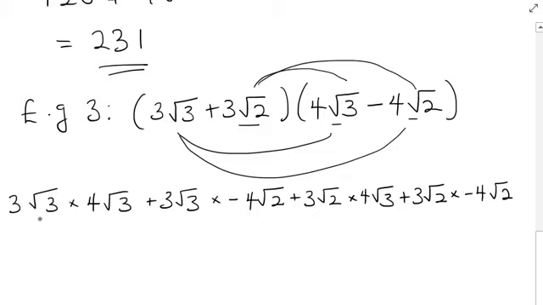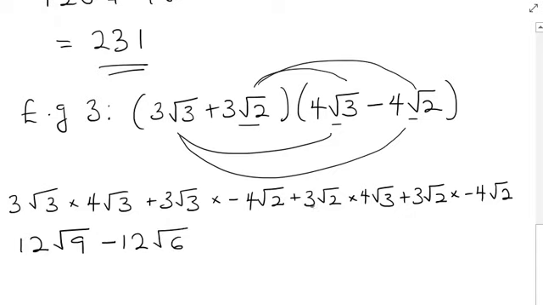So we start to expand out. So 3 multiplied by 4, 12. Then root 3 times root 3, that's root 9. Then here, is it plus? What do we put here now? Because here we have a minus. So what we do is 3 multiplied by minus 4. That is minus 12. So this is not going to be plus here. Minus 12. Then root 3 multiplied by root 2. That will be root 6.